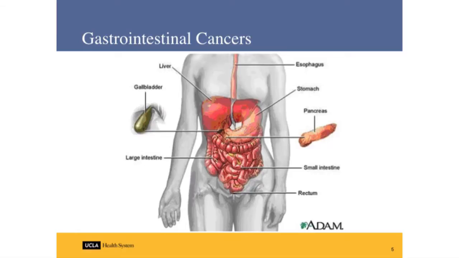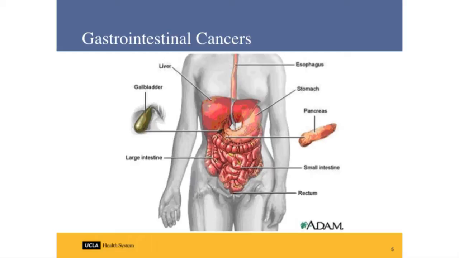Now this slide just shows the gastrointestinal tract. If you look at the slide, this is the esophagus, or the food pipe, and we'll be talking a little bit about esophageal cancer. This is the liver, which drains some of the toxins from your body, so we'll be talking about hepatocellular or liver cancer. The esophagus drains into the stomach, which we'll be talking about, stomach cancer.